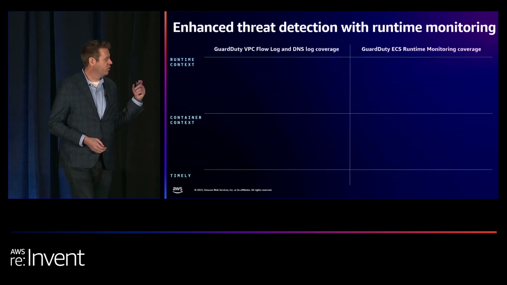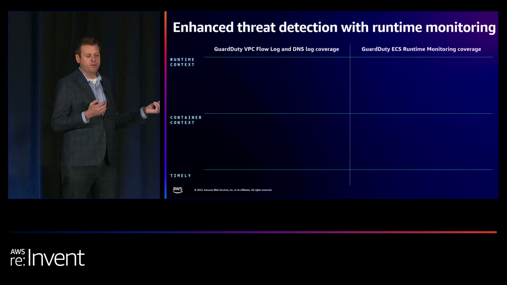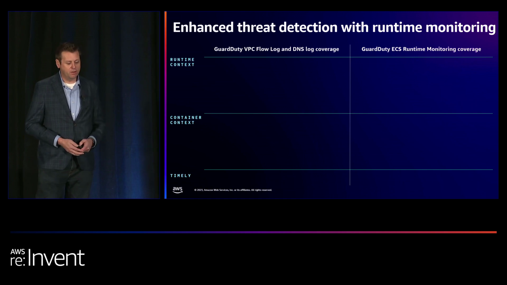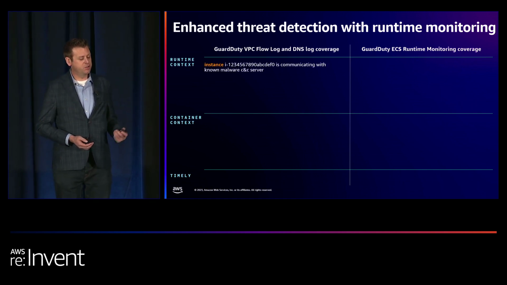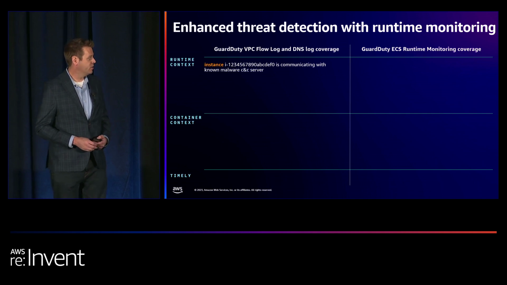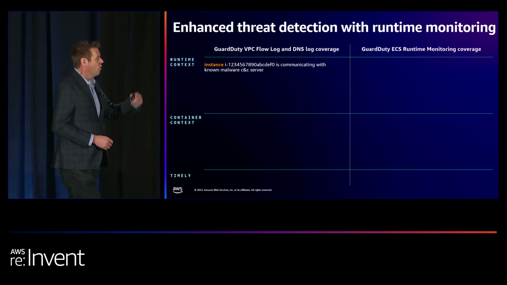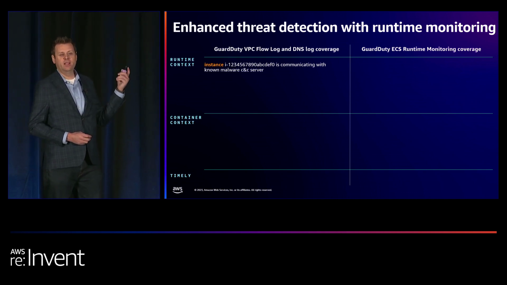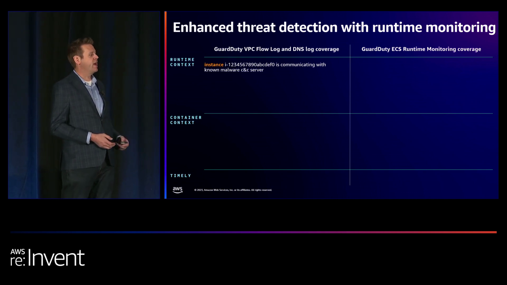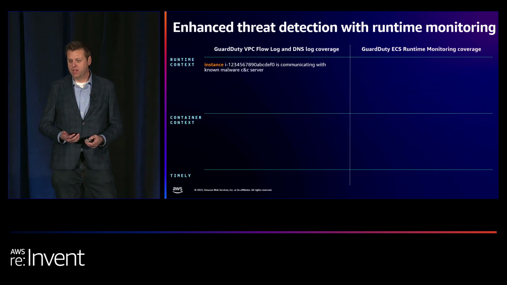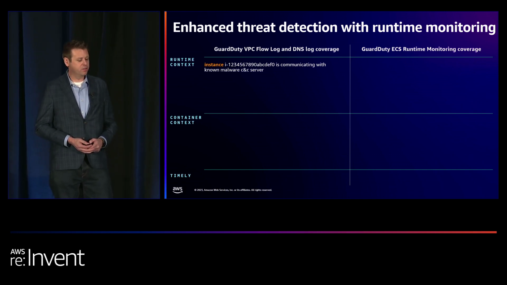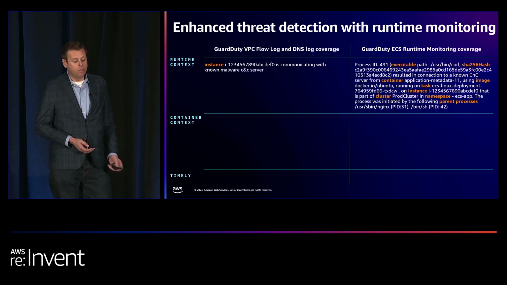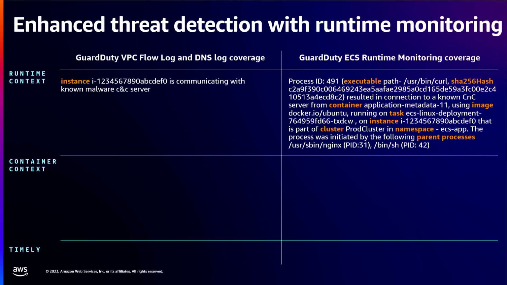So just to walk through a good example of what a finding looks like before and after and why that context is so helpful. If I think about an ECS host where I connect to a CNC, so a command and control host. For an EC2 instance, we can give you the instance ID, the tags, the ENIs, a lot of other metadata, but we don't know exactly what on that box was communicating with that command and control server.